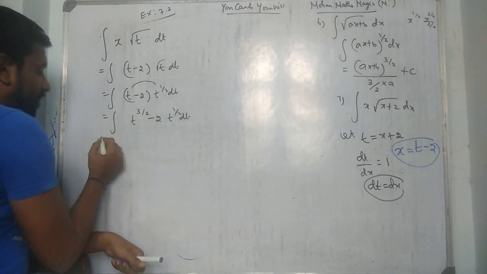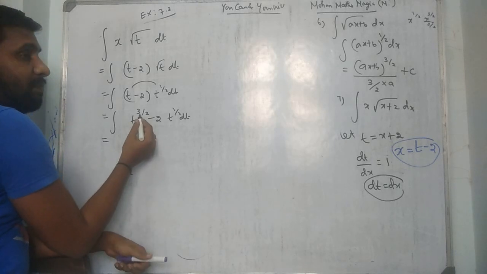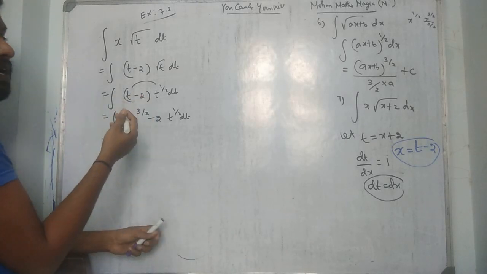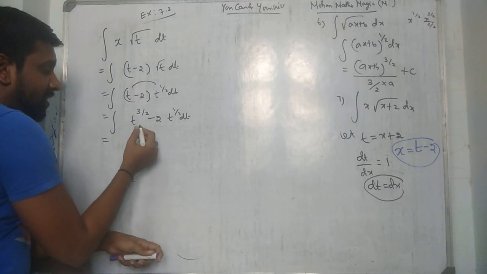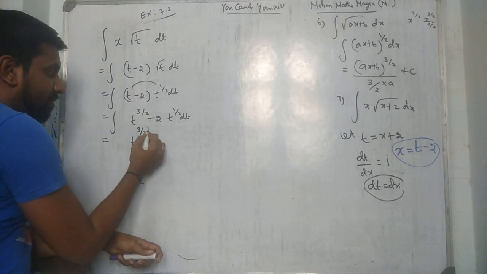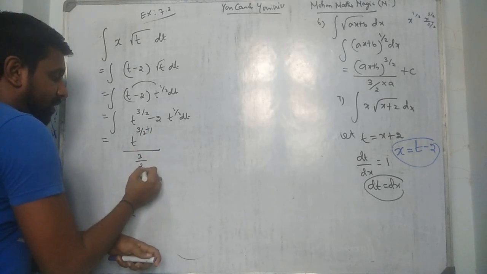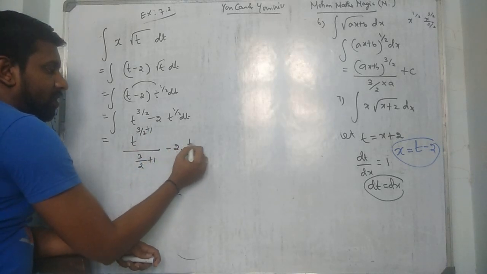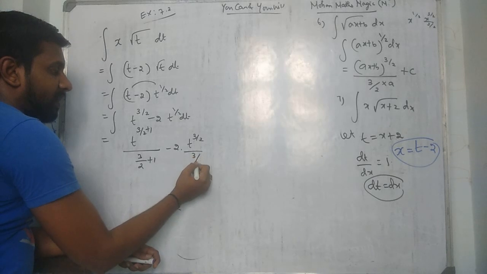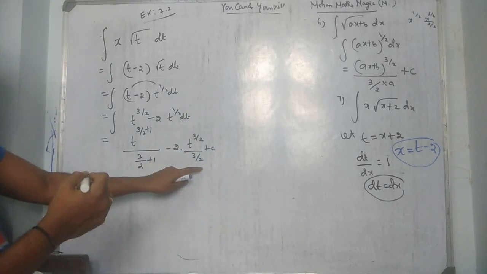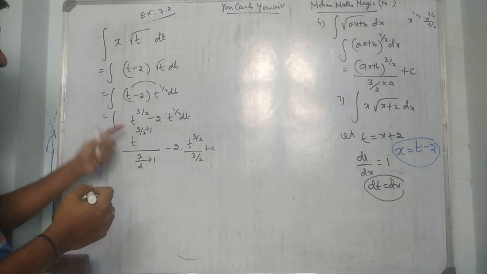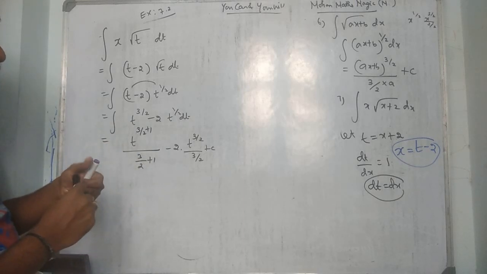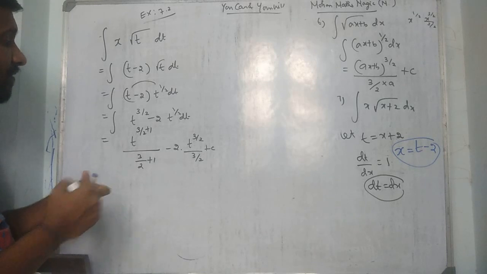Now one variable, now normal integration. x power n integrates to x power n plus 1 by n plus 1, right? So similarly, integrate t power 3 by 2: t power 3 by 2 plus 1 upon 3 by 2 plus 1, minus 2 times t power 3 by 2 by 3 by 2, plus c. You can take this 3 by 2 to 2 by 3. If you simplify this one, you'll get 5 by 2 will become 2 by 5. Okay. Now the eighth sum.